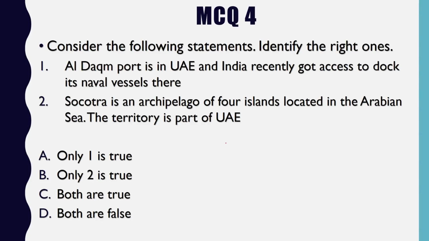Only 2 is true. The fourth MCQ is very important because Al Dakam port was very much in the news recently. So let me read out the statements. You guys have to identify the right ones. The first statement is Al Dakam port is in UAE, and India recently got access to dock its naval vessels there. The second statement is Socotra is an archipelago of 4 islands located in the Arabian Sea, and it is a territory of UAE. We will have to go to the map now.